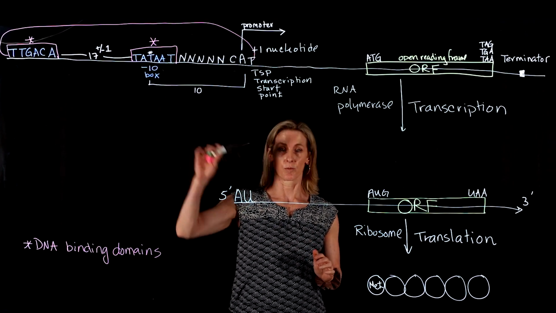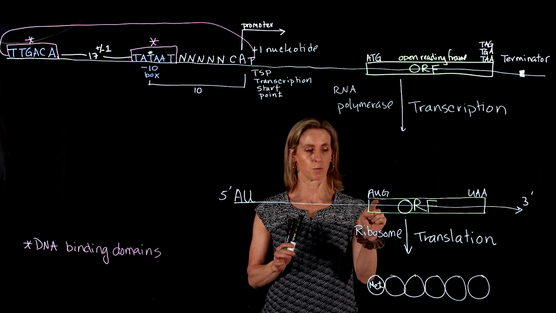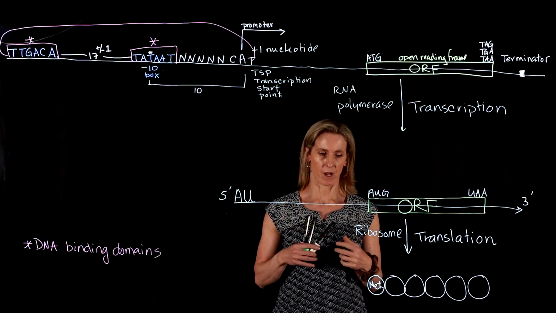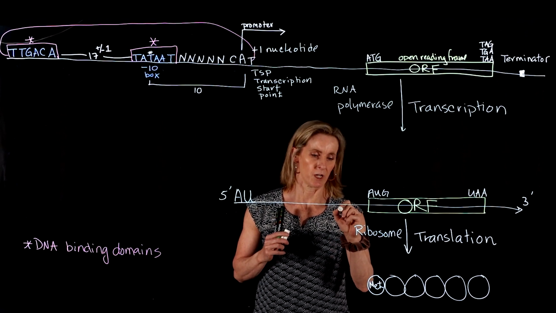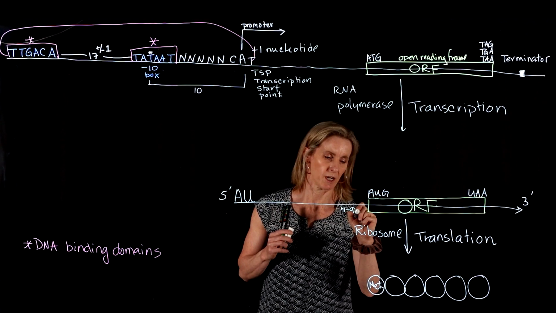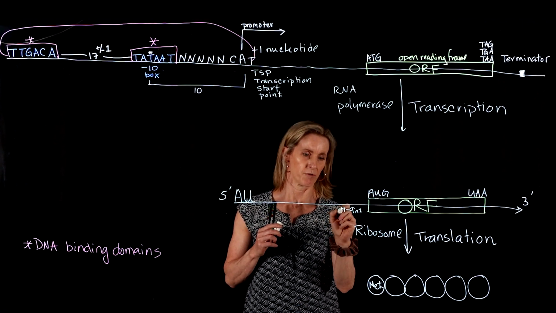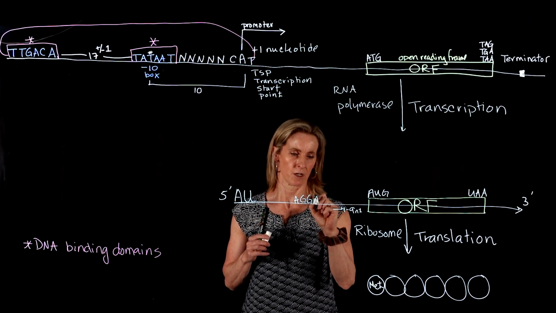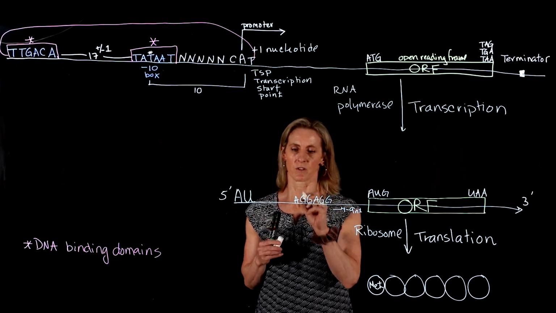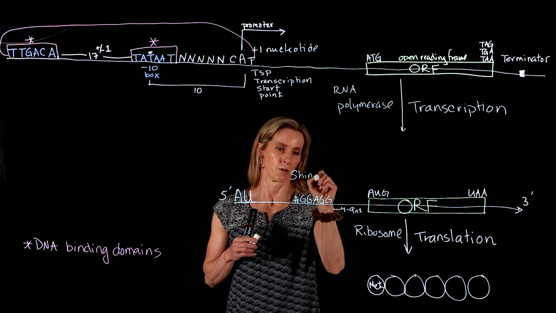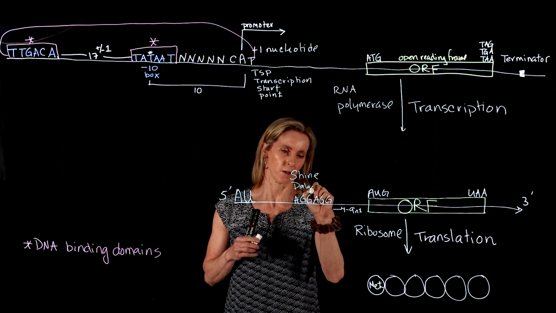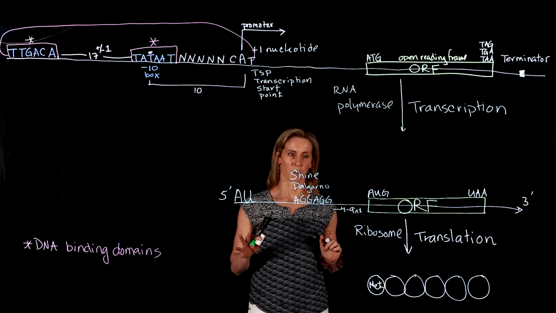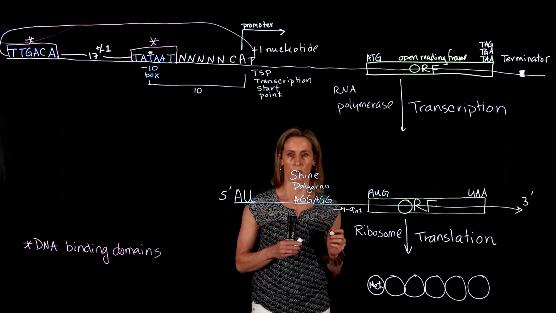Well, similar to the promoter, there is a sequence upstream from the start codon that the ribosome will recognize and bind to. And it is located 4 to 9 nucleotides upstream from the start. And the consensus sequence is AGGAGG. This is called the Shine-Dalgarno sequence.